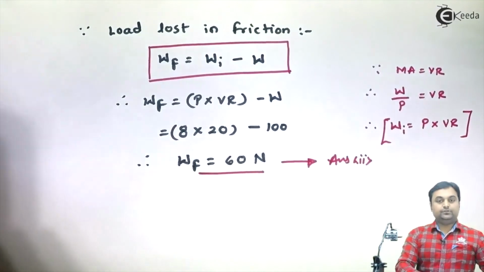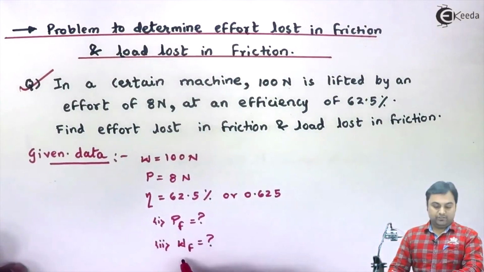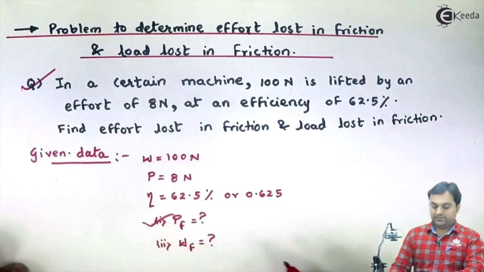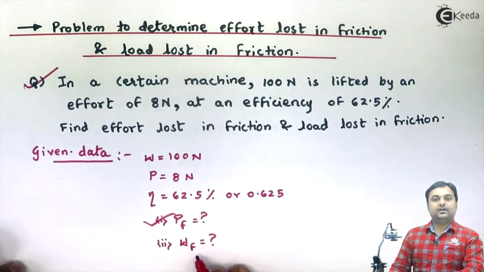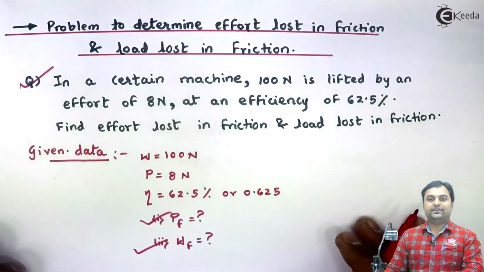Now as we see in the problem, there were two things asked: effort lost in friction and load lost in friction. Effort lost in friction, the answer is 3 Newton, we have calculated. Load lost in friction, the answer is 60 Newton, that is also calculated, and with this we complete the problem.